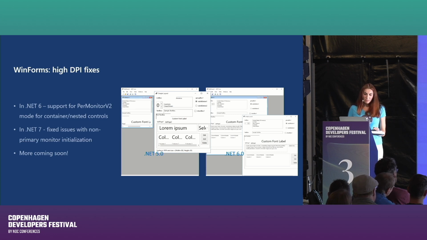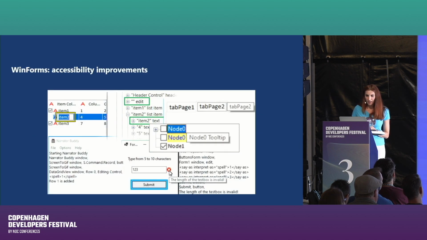We're working on high DPI issues. So with 4K monitors, WinForms didn't look so good on new screens. And you can see in .NET 5, everything was broken. In .NET 6, it looks much, much better. And we keep adding in this area. We added lots of accessibility improvements for WinForms specifically. We improved the way how assistive technologies such as narrator or test automation are working with the controls.